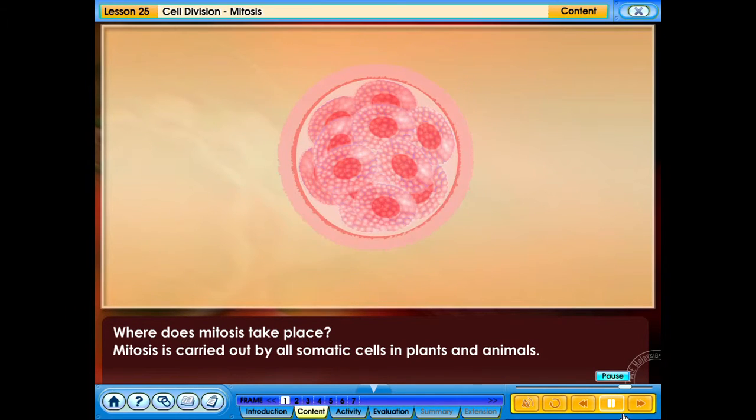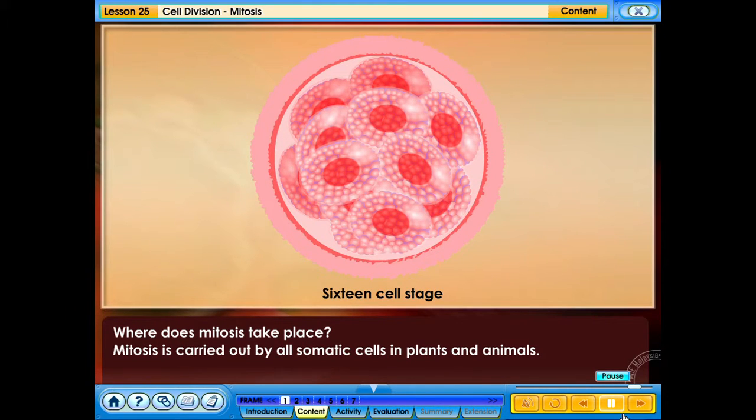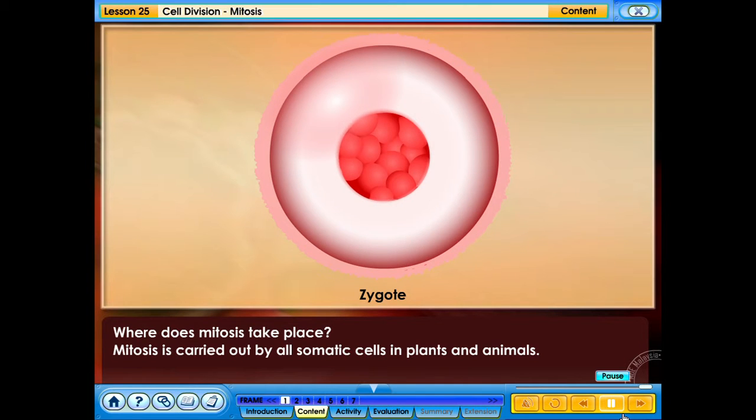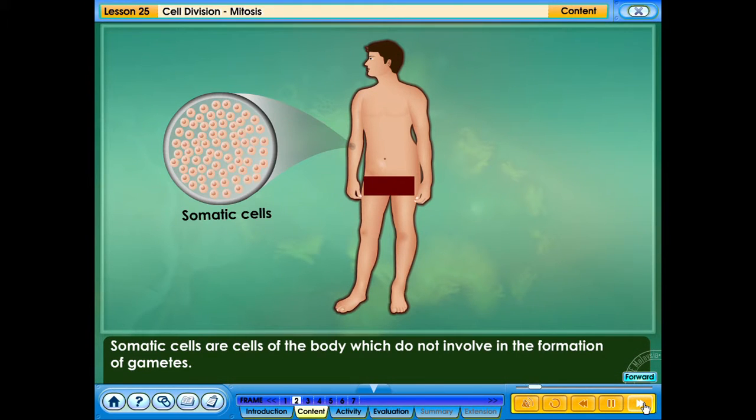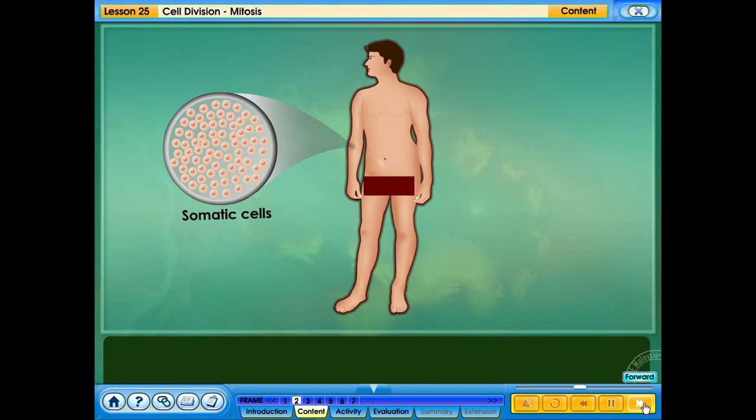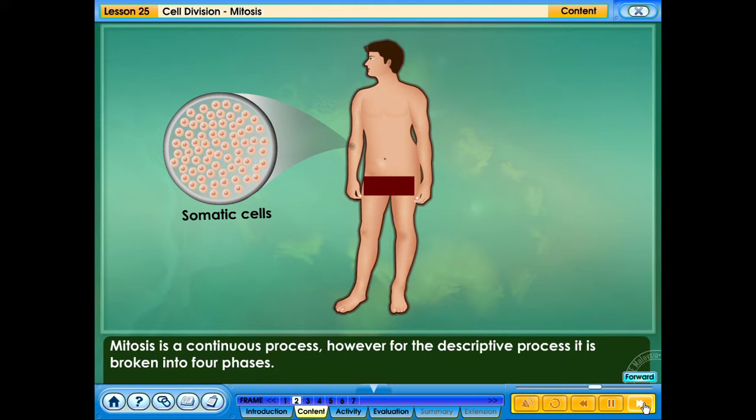Mitosis is carried out by all somatic cells in plants and animals. Somatic cells are cells of the body which do not involve in the formation of gametes. Mitosis is a continuous process. However, for the descriptive process, it is broken into 4 phases.